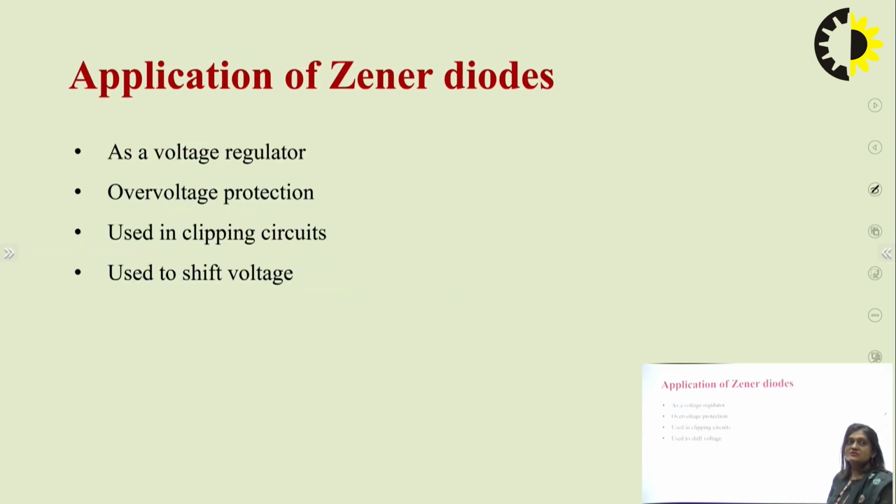These are the applications of the Zener diode. Zener diode can be used as a voltage regulator. It is used for over voltage protection, used in clipping circuits, and used to shift the voltage.